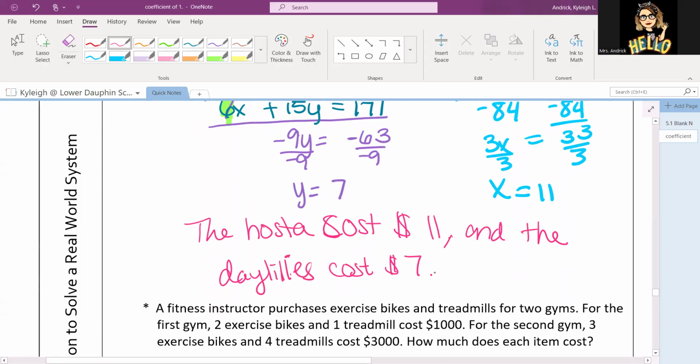Okay, your homework tonight is to do number 8. You're going to have to multiply some things, but there's no word problems, thankfully.